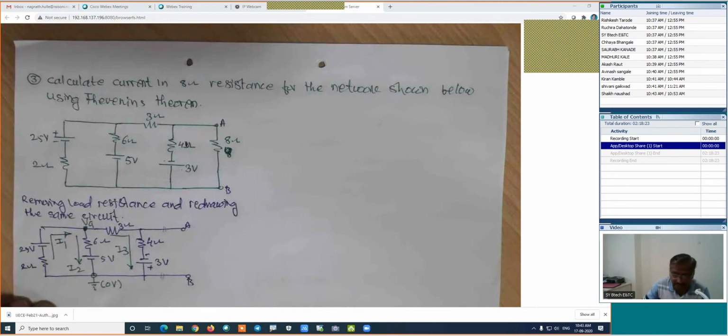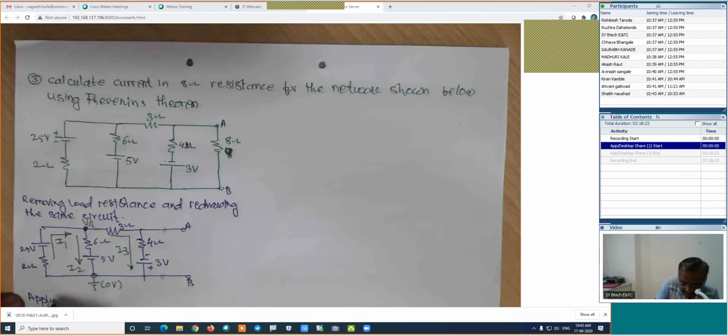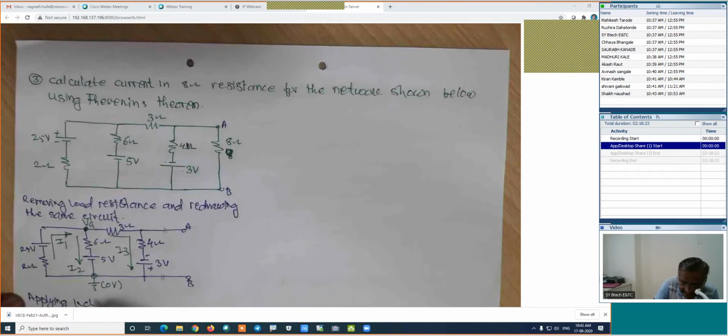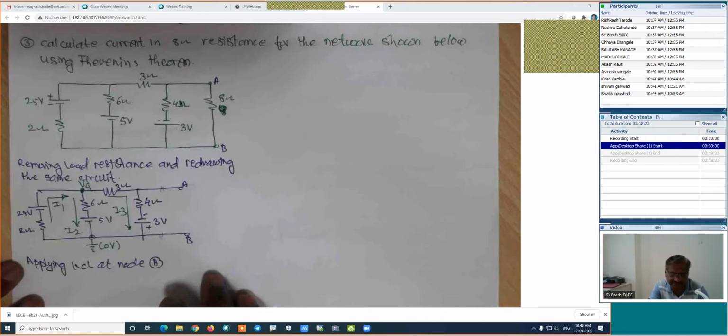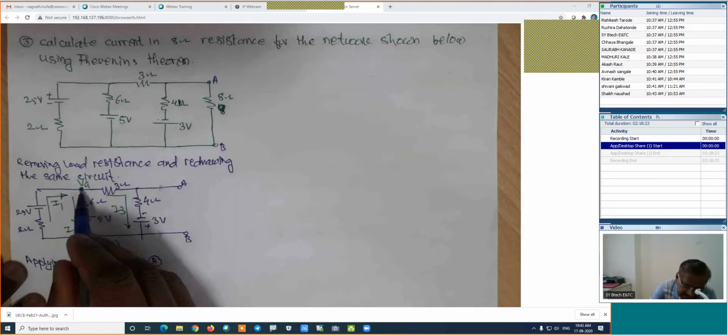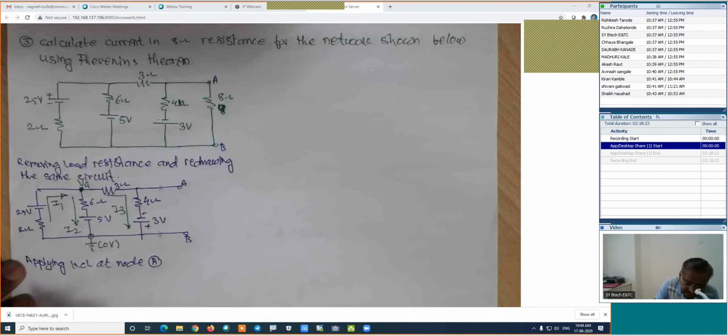If we are using the nodal analysis method, here I will write: applying KCL at node A. Applying Kirchhoff's current law at node A, we prepare its equation. This is incoming, this is outgoing, and this is outgoing. The equation will be I1 is equal to I2 plus I3. Find out I1 first.